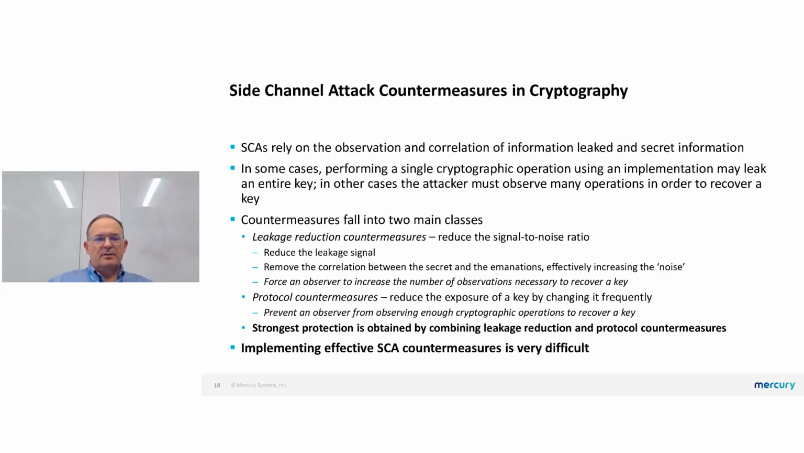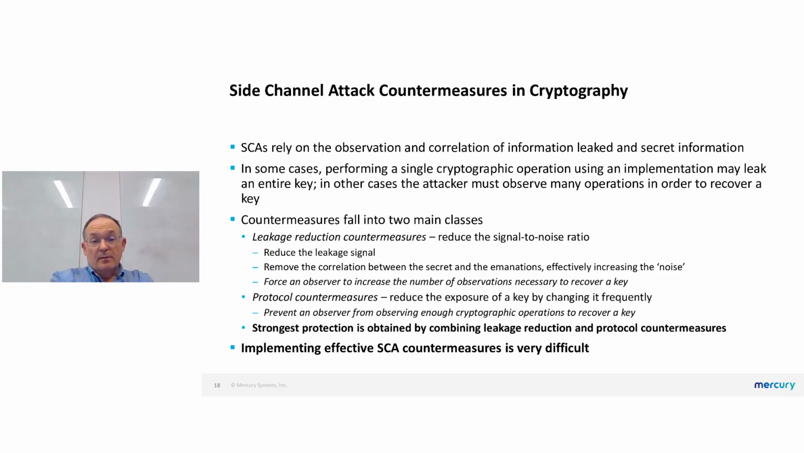What do we do about side channel attacks? Well, first we employ countermeasures. So ultimately, all side channel attacks rely on the observation and correlation of information that's leaked and the secret information, right? So it's not just merely enough to observe power emanations often enough. You typically need to see that secret information flying by so that you can correlate these things.